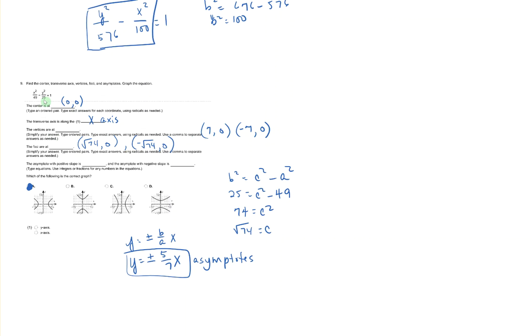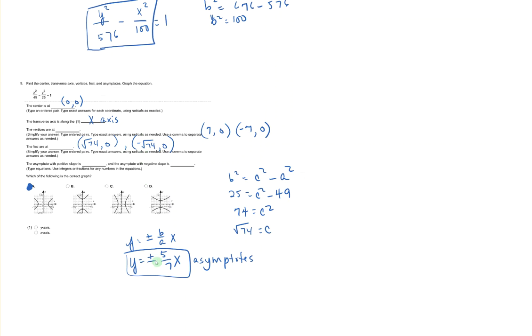How do we find the foci? We need to know what the C value is. So we plug in what we do have. We have an A, and we don't have the C. So we plugged in the B and the A, and we solved for C, and we got square root of 74. So that would go there.